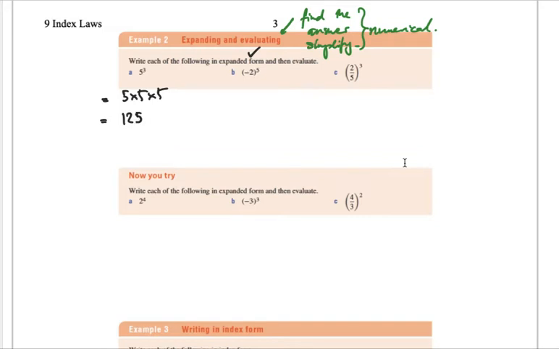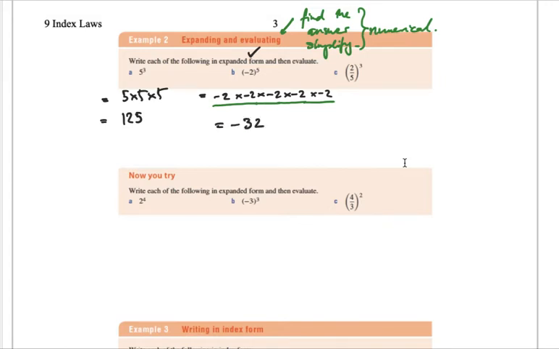Next one, this is negative 2 times negative 2 times negative 2 times negative 2 times negative 2, because there's 5 of those. And then let's go along. Negative 2 times negative 2 is positive 4, then times by negative 2 is going to be negative 8. Times by negative 2 again is going to be positive 16, and then times by negative 2 once more is going to be negative 32.